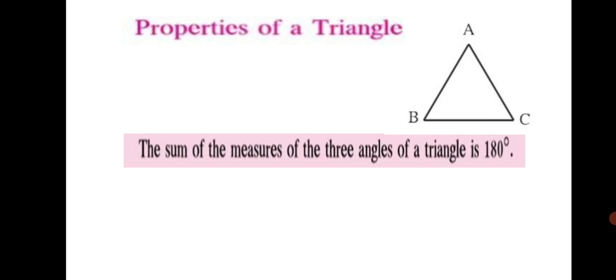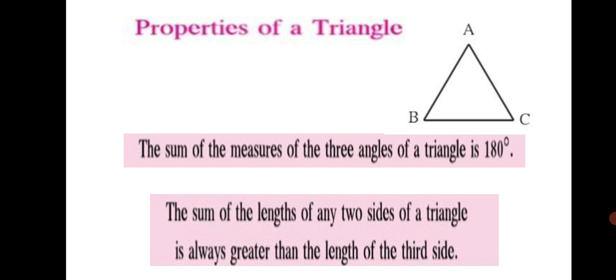Whenever you add any two sides of a triangle, the addition is always greater than the remaining third side. So if you add AB plus BC, then it will be always greater than the remaining third side, that is AC. Or if you add BC plus AC, then the addition, whatever answer you get, will be greater than the remaining third side AB. So what is the second property? The sum of the lengths, means the addition of the lengths, of any two sides of a triangle is always greater than the length of the third side.